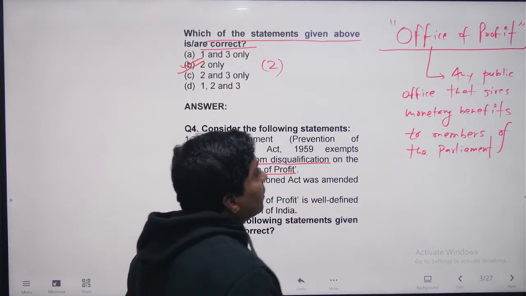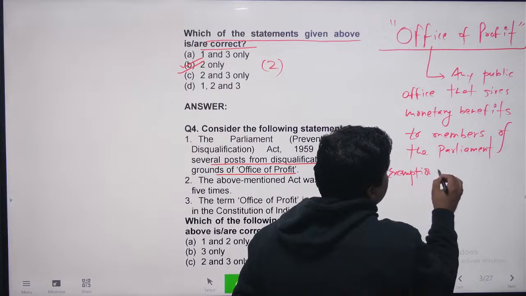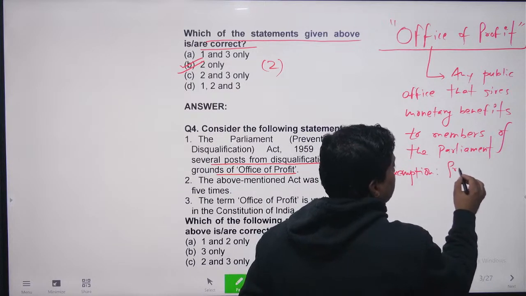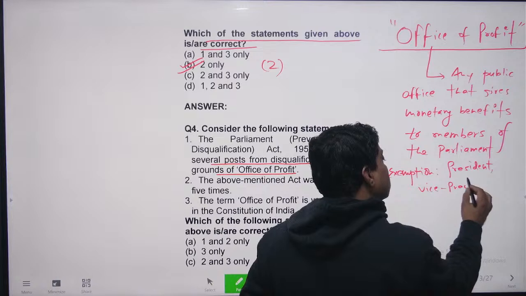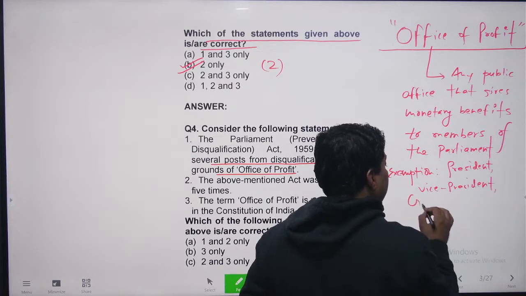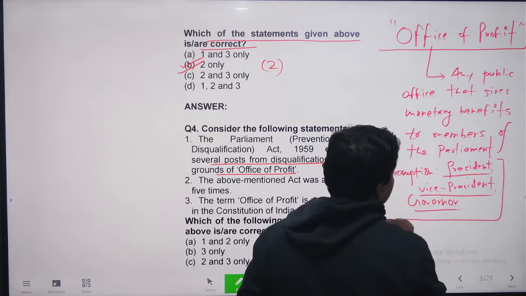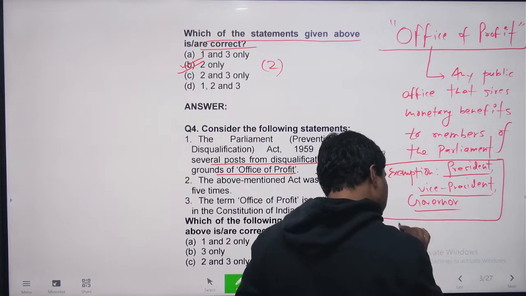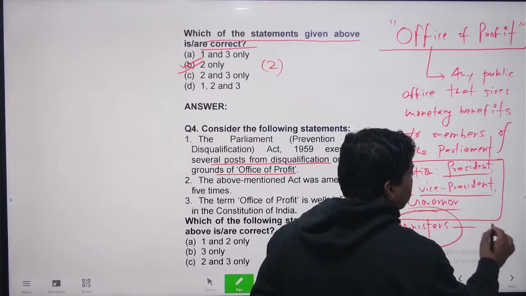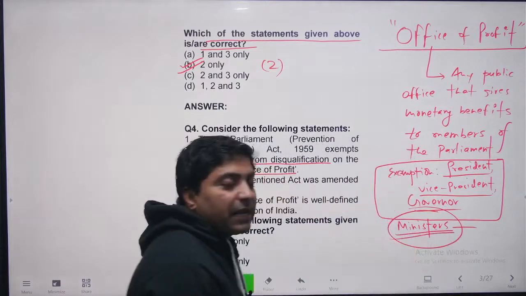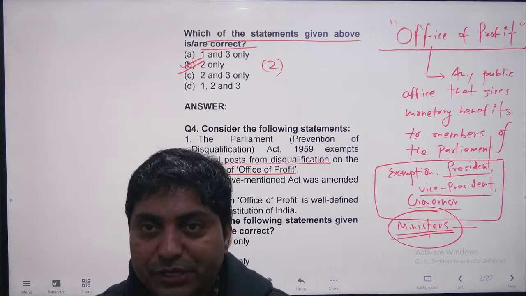Now let me tell you, certain posts are exempted. If you look at the exemptions, the post of president, vice president, governor, these posts are exempted, right, and council of ministers. So they can be members of the house and also ministers, right? They can hold offices at the same time, and may have pecuniary gain or monetary gain.